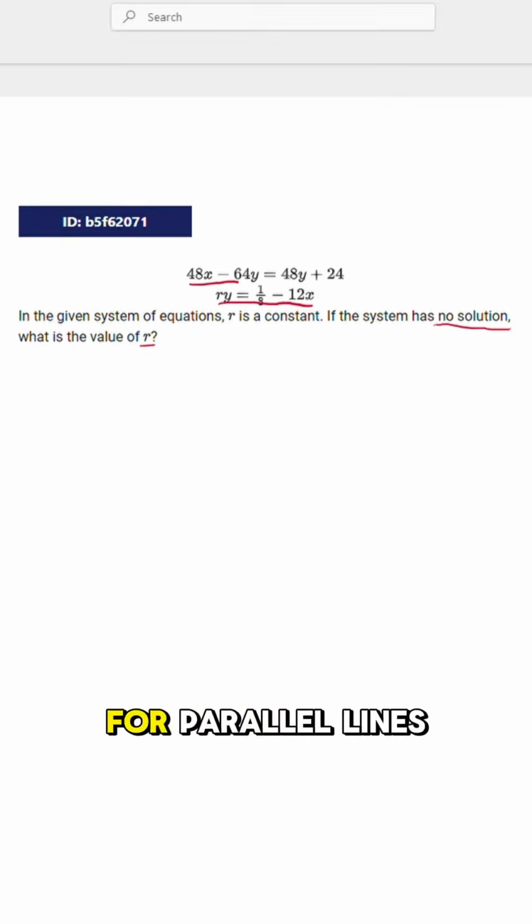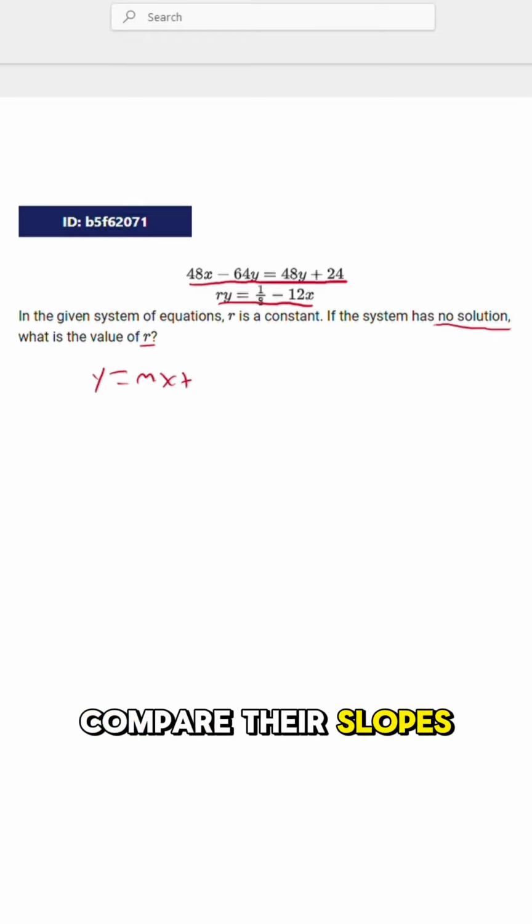And the way to check for parallel lines is to make sure that the slope is the same on each one. So remember, parallel lines means the same slope. In the last video we saw perpendicular lines mean the opposite reciprocal slope. If you want to look at that, go look at that video. So what we're going to do is put both of them into y equals mx plus b so we can compare their slopes.